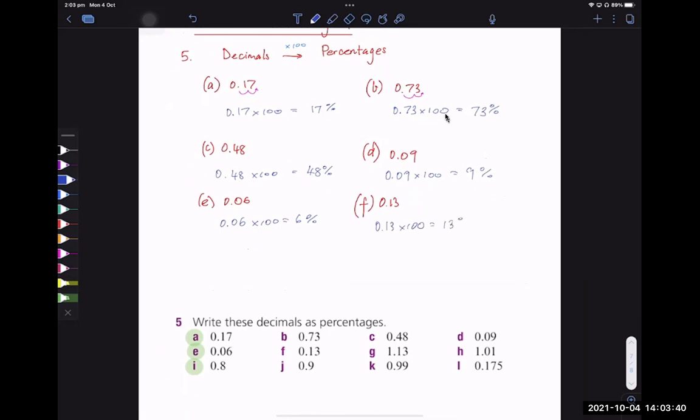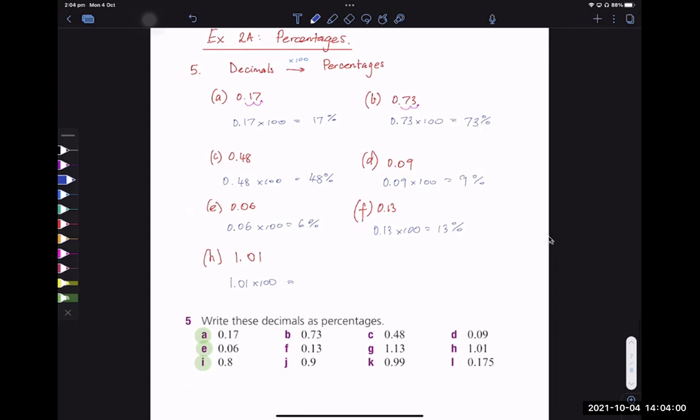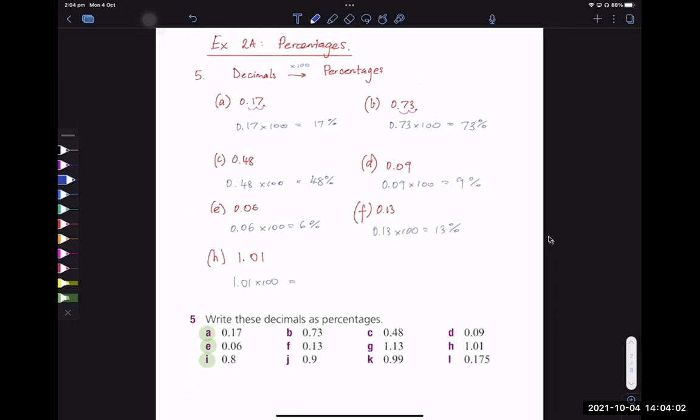Hey, give me 1 second, sir. Yep. I'm going to jump to H as well. Sir, the decimal just moves over to the end of the 1 and becomes 101%. 101%. Yep. So this is 101% now.